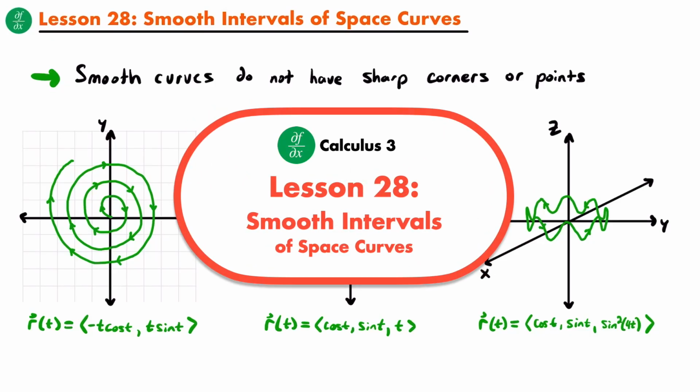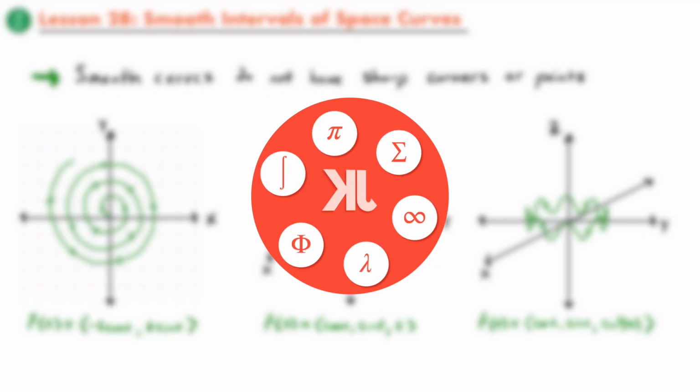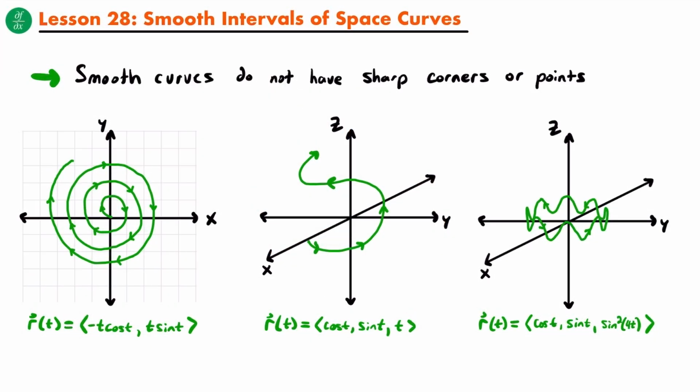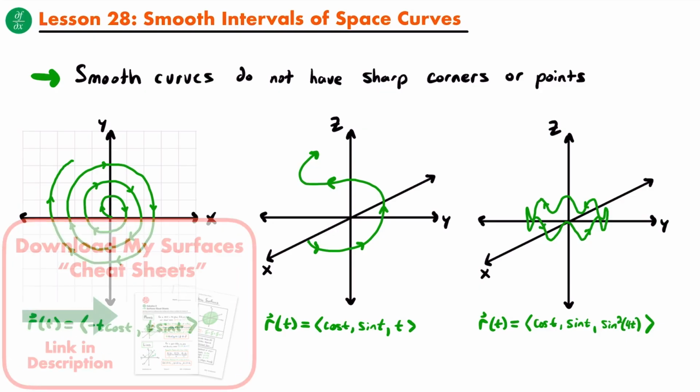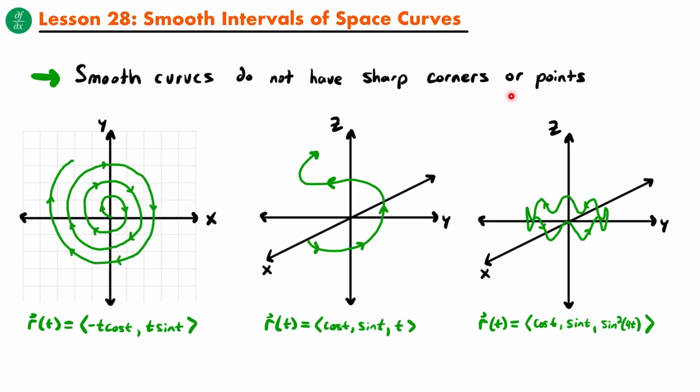Welcome back. Let's learn about smooth intervals of space curves. Alright, so another use of the derivative for vector-valued functions is the ability to determine smoothness of a plane curve or space curve. And what it means for a curve to be smooth is that the curve does not have any sharp corners or points.